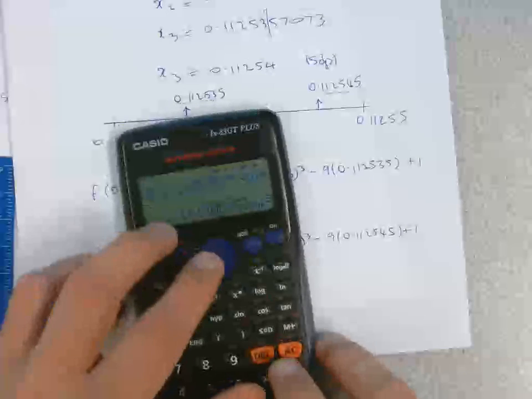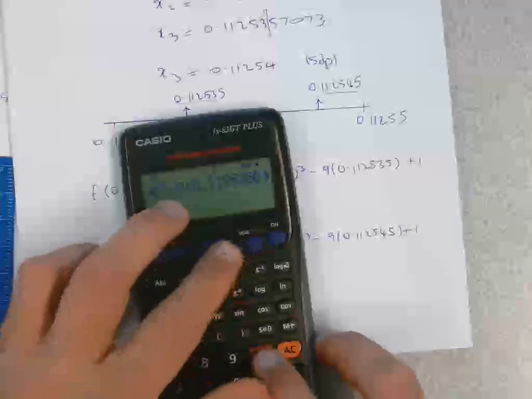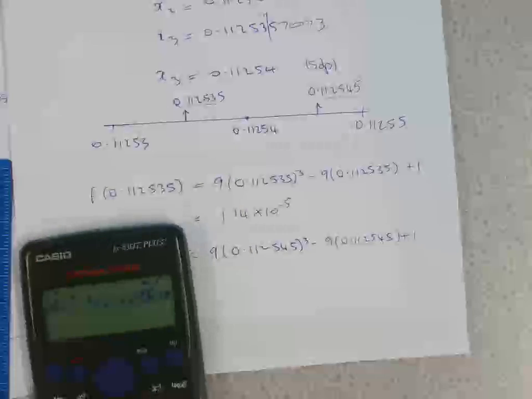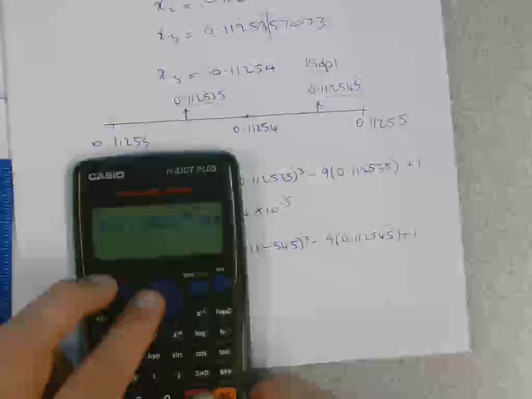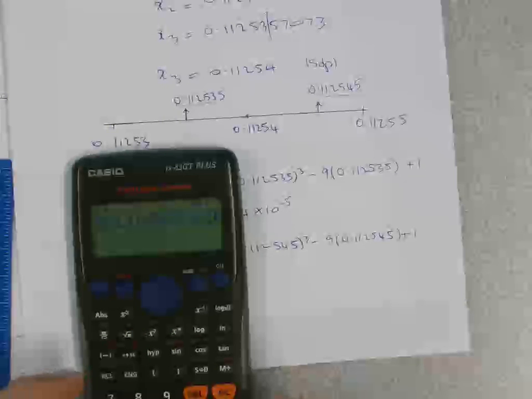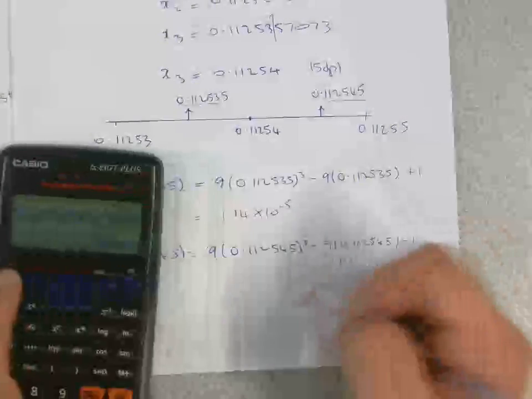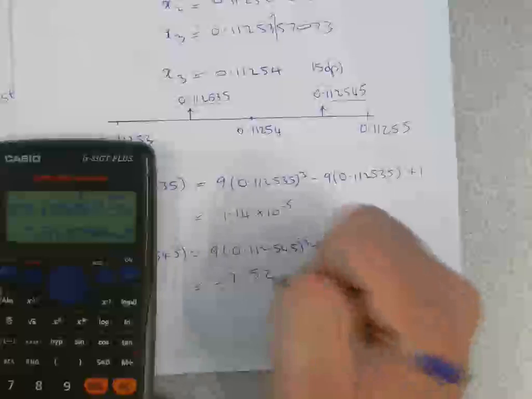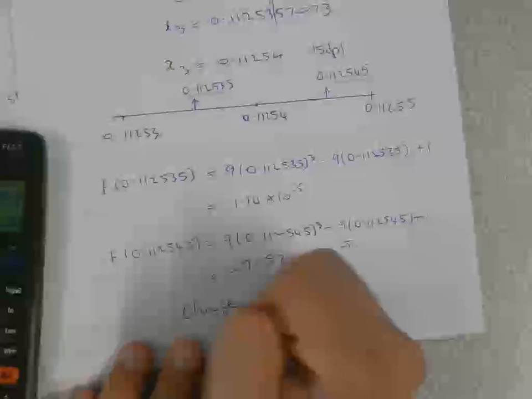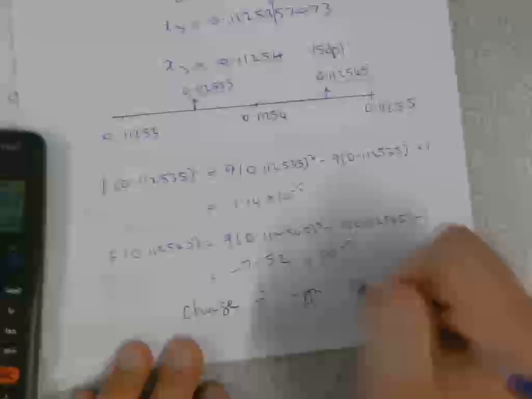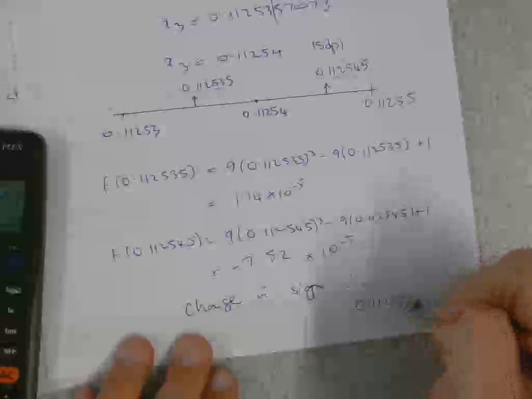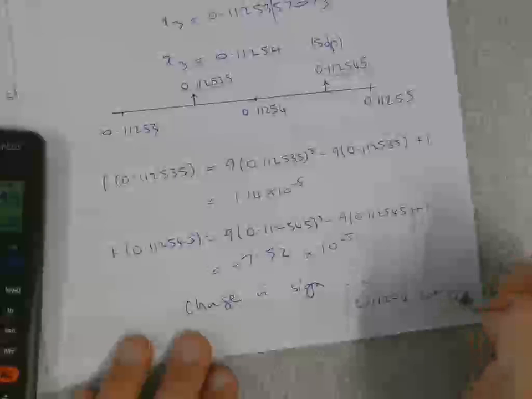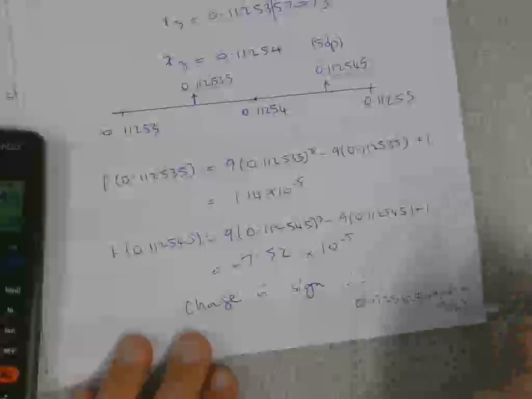So just to save myself time in the exam, of course, I'll just change these here to 4.5, and I'll make sure to change the other one as well. And there you can see, look, I got a negative answer this time. Again, standard form, minus 7.52 times 10 to the minus 5. But you can see there's a change in sign. Therefore, the answer 0.11254 is correct to 5 decimal places.